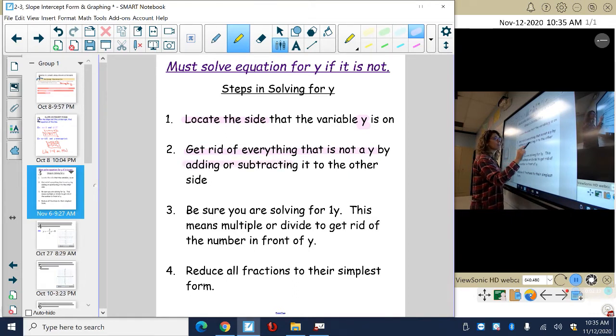So you're going to get rid of everything that is not a y. You're going to do this by first adding or subtracting to the other side, and then dividing if you need to. So you have to solve for a 1y. This means you have to multiply or divide to get rid of anything that is attached to the y. And then you're going to reduce all fractions to their simplest form.